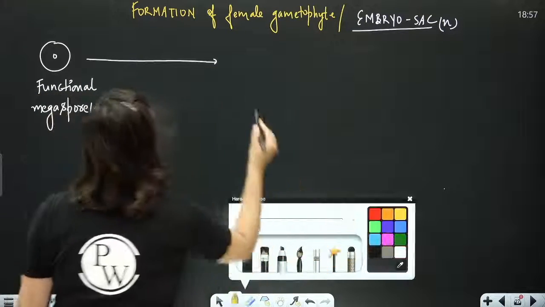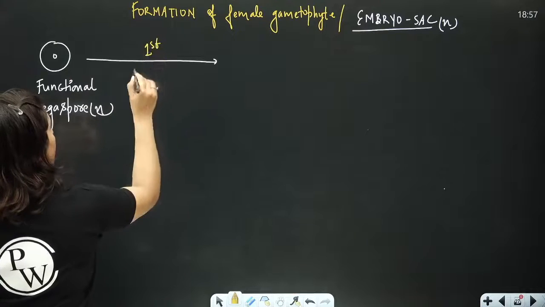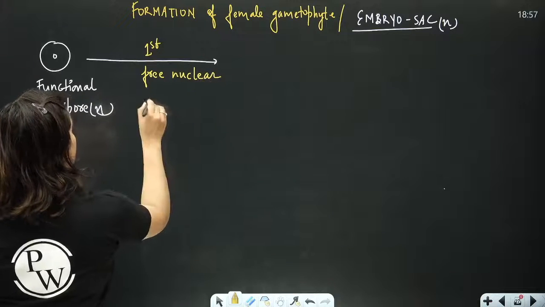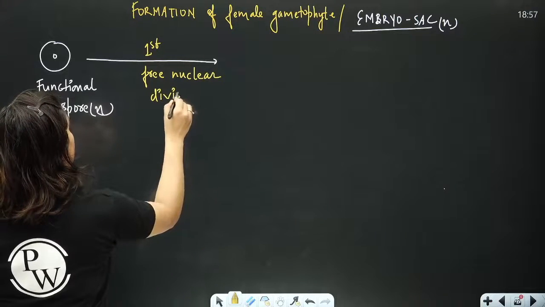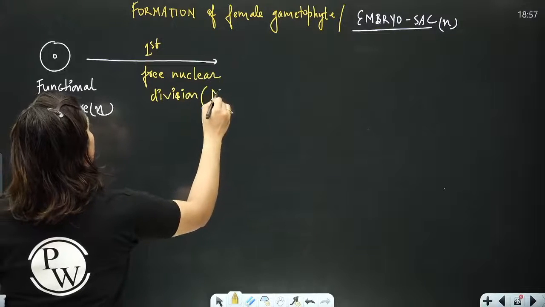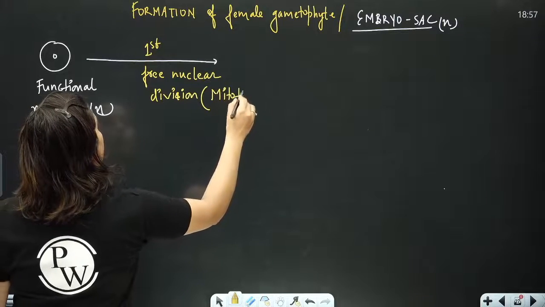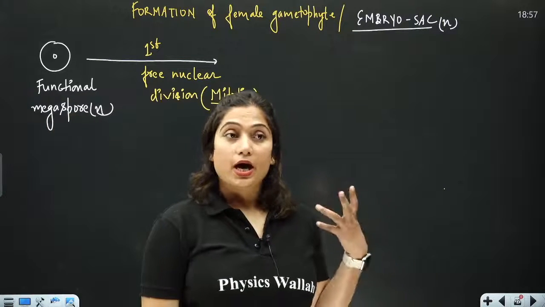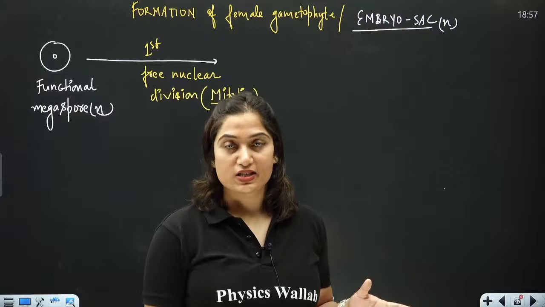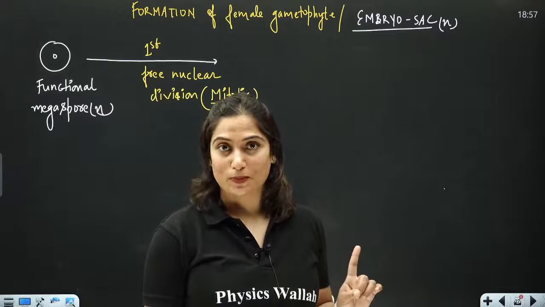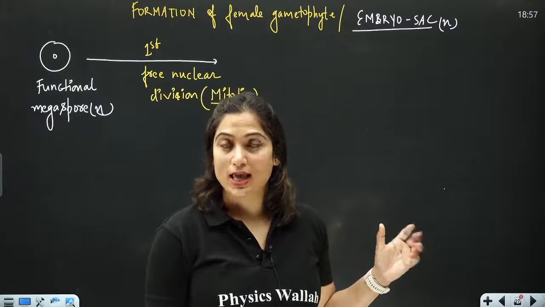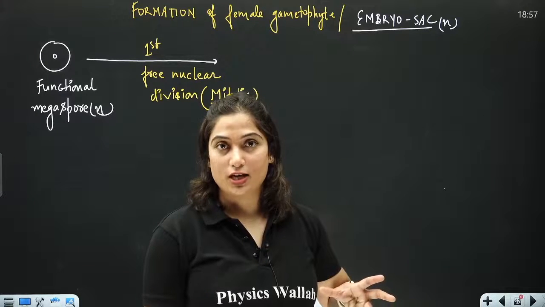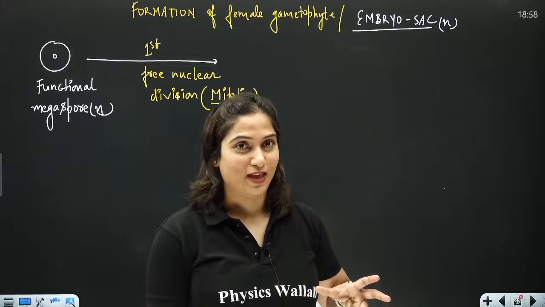It will undergo the first free nuclear division. And what kind of division is this? Mitotic division. What kind of division is called a free nuclear division? A division in which only the nucleus divides and not the cytoplasm. So this is a kind of mitosis in which only the nucleus will divide, and just after the division of the nucleus, the division of cytoplasm will not be there.